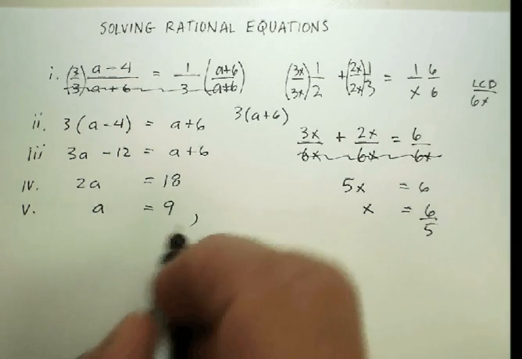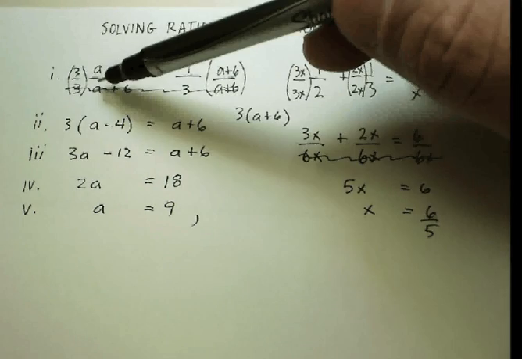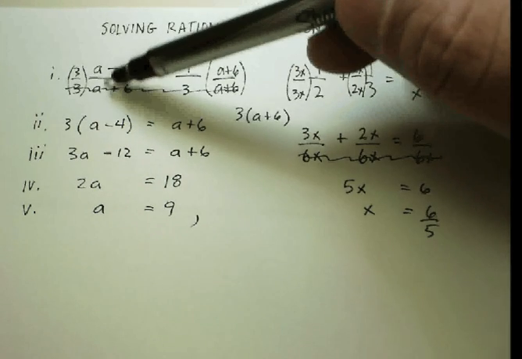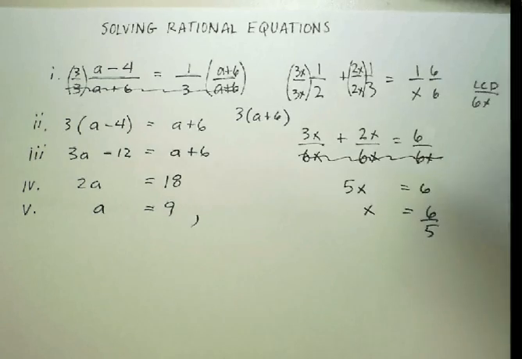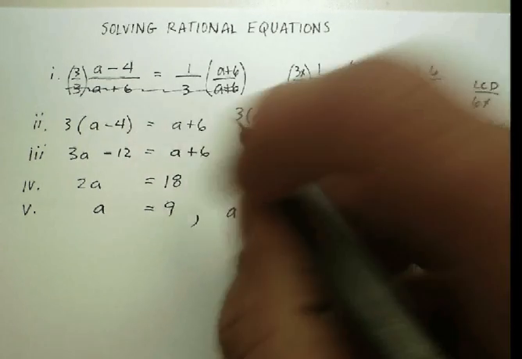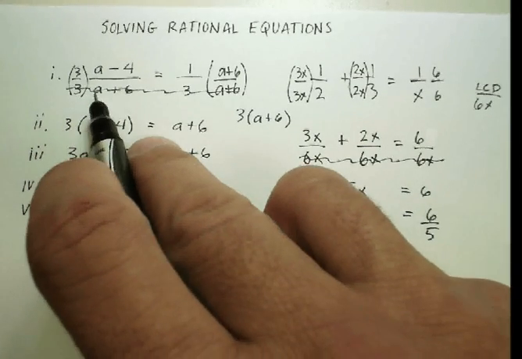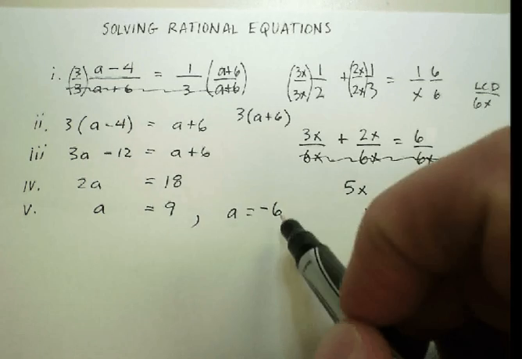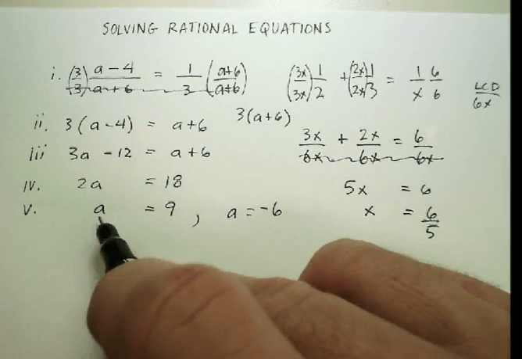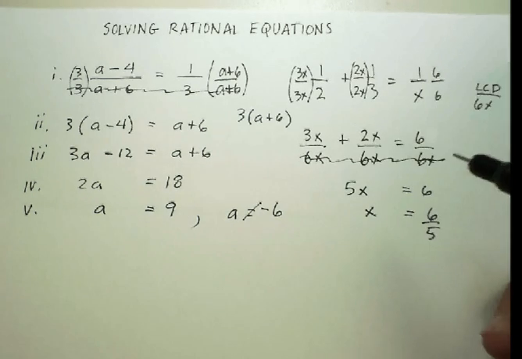Now don't forget, you also have to find the restrictions. Remember what the restrictions are. It's any number that you put into the variable that makes the denominator equal to 0. You have to restrict that number because dividing by 0 is not allowed, is it? So you're going to go back up to the original and say, okay, a plus 6. If I put a negative 6 in there, that would not be allowed. So that would be my final answer: a is equal to 9, and a cannot equal negative 6.